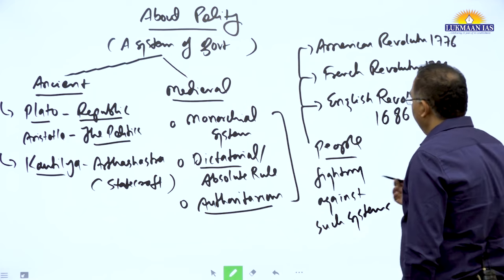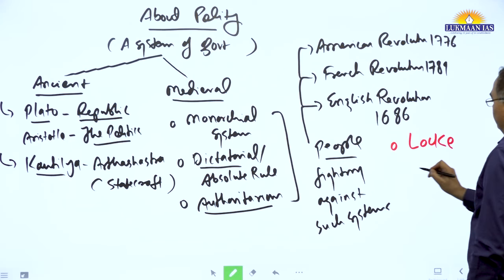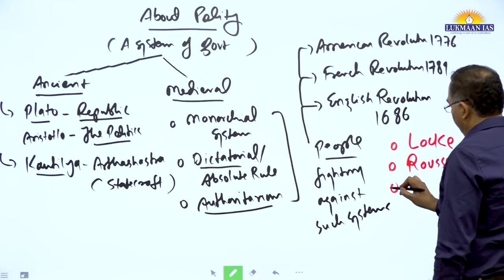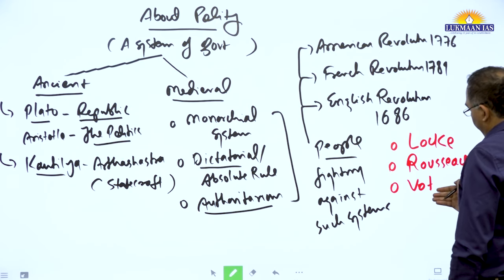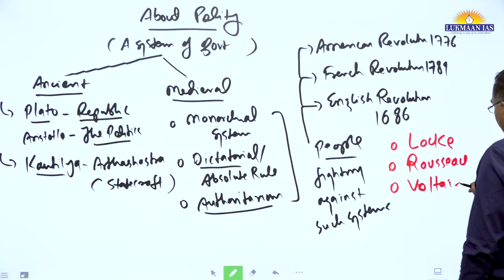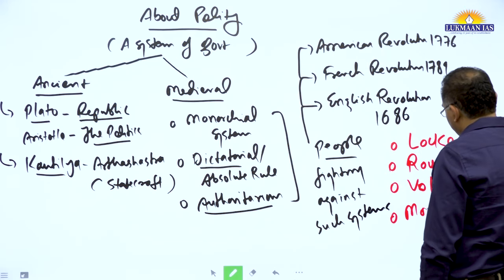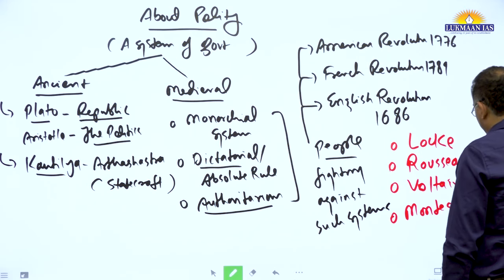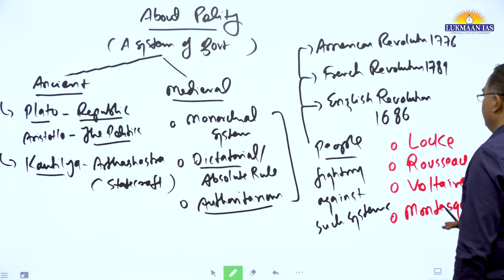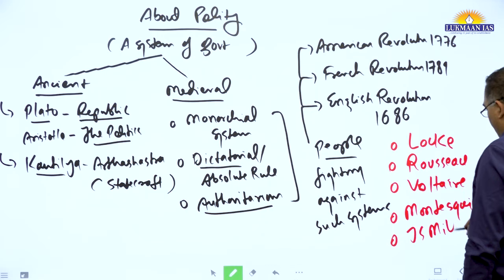So, you'll find some philosophers like John Locke, Rousseau, Voltaire, Montesquieu. Similarly, J.S. Mill, and others.